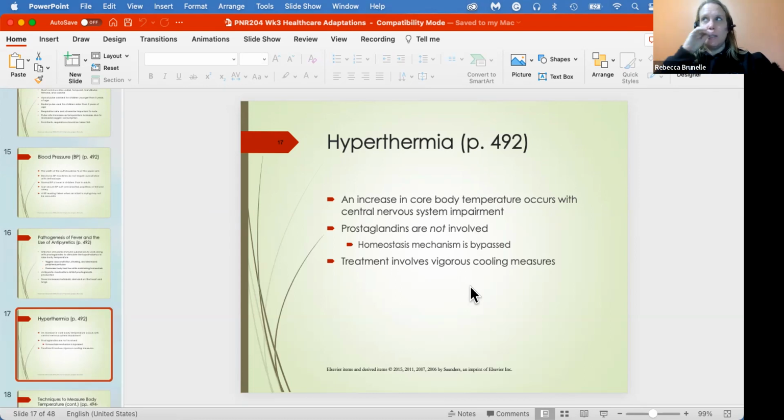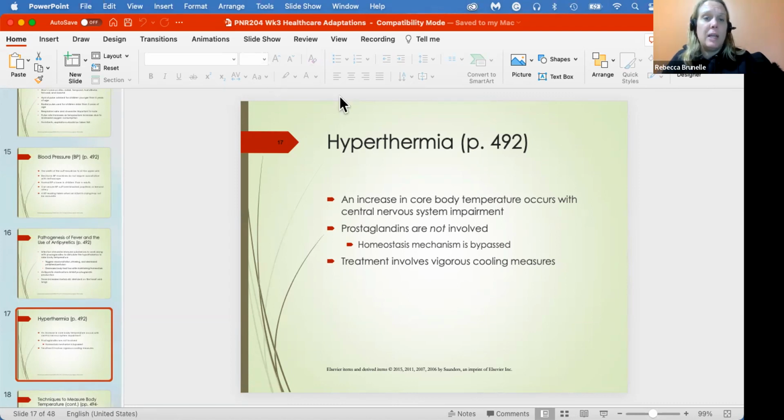So it's usually kids that have something wrong with their brain. It's called a centrally mediated fever. Like you have maybe a seizure disorder or hydrocephalus, and your brain isn't working normally, and then it's a centrally mediated fever.